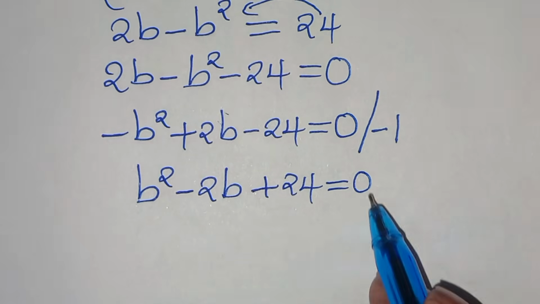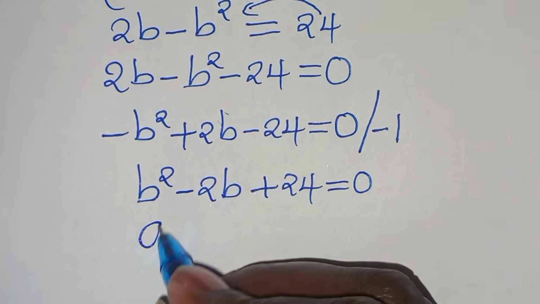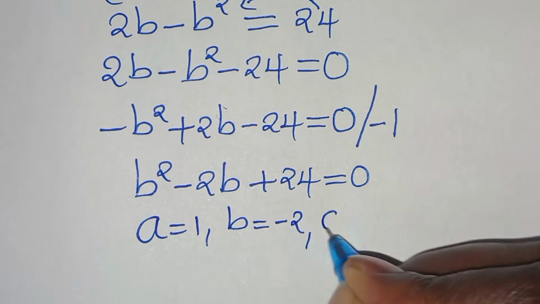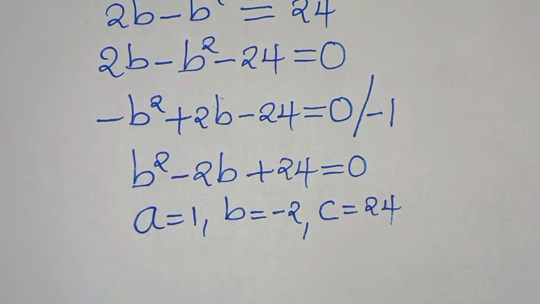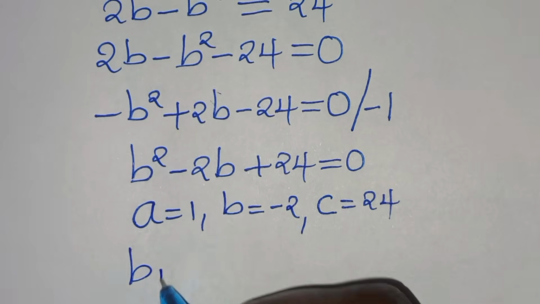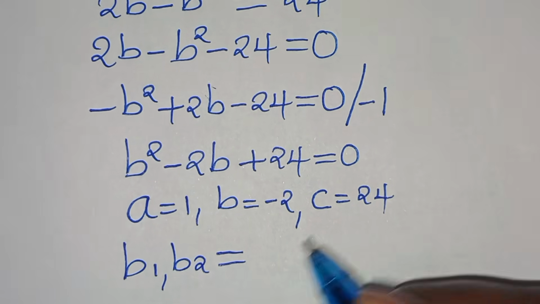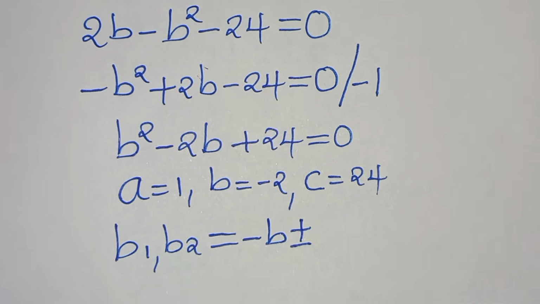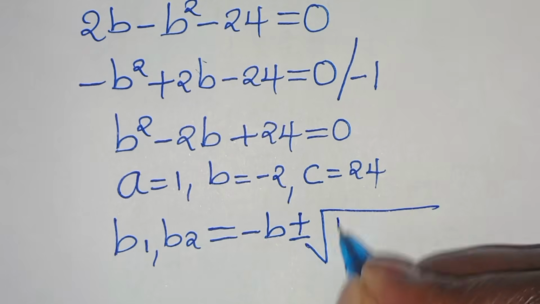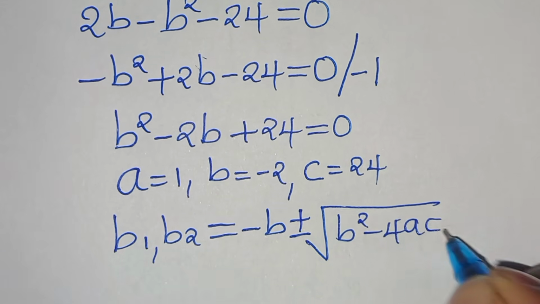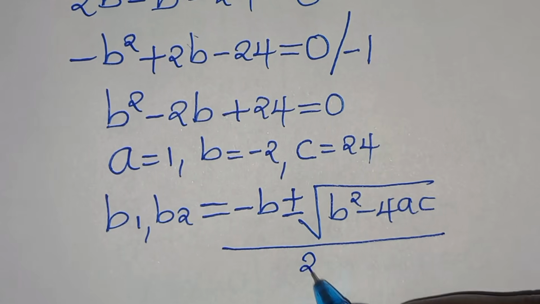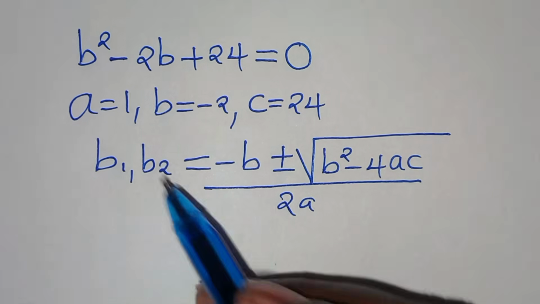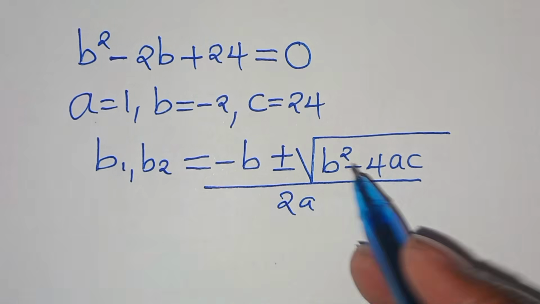So this is a quadratic equation here, where we have a is equal to 1, b is equal to minus 2, and c is equal to 24. We can solve for b1, b2 by applying the quadratic formula here, which is minus b plus or minus the square root of b squared minus 4ac, everything here divided by 2 times a. Now let's substitute the values of a, b, and c into this formula here.